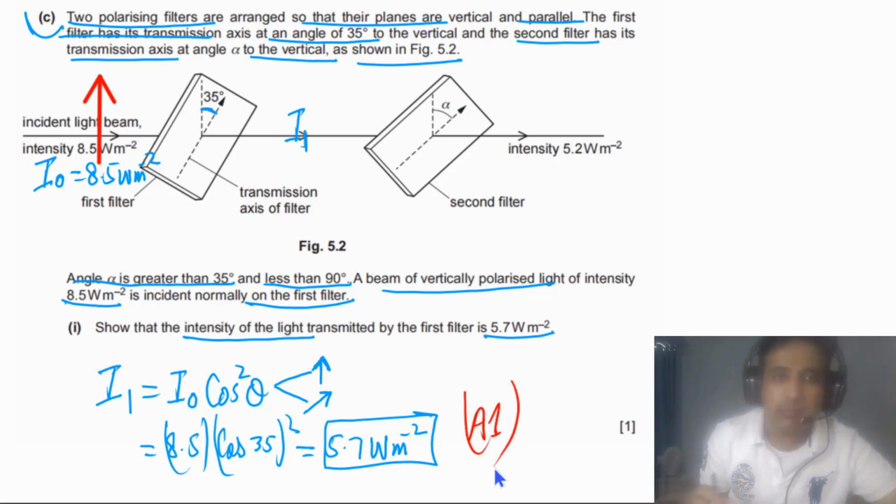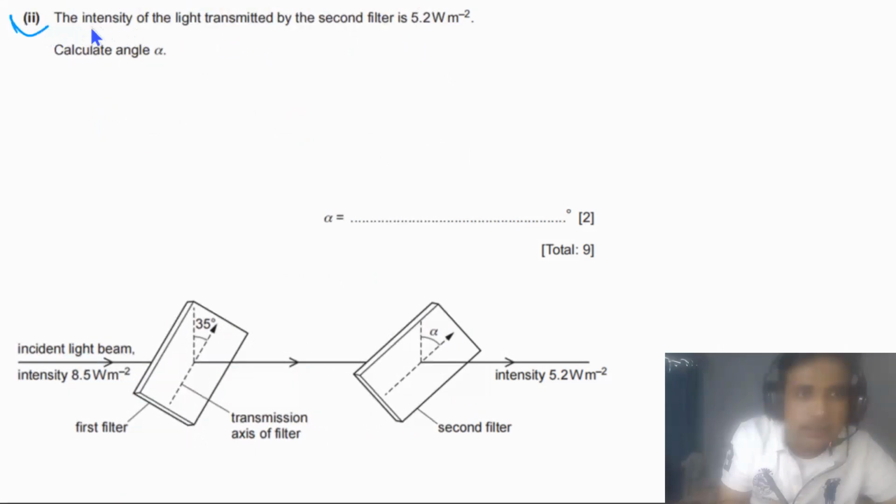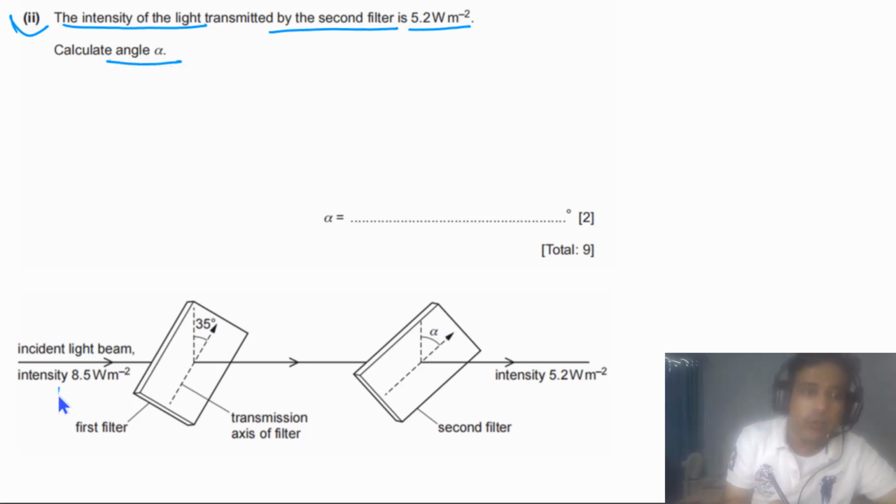The second part says the intensity of the light transmitted by the second filter is 5.2 watts per square meter. Calculate angle alpha. We have already discussed this: the intensity is I0, and here we have intensity I1, and I1 we have just calculated in the first part.